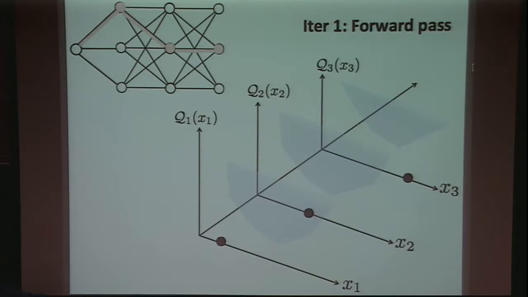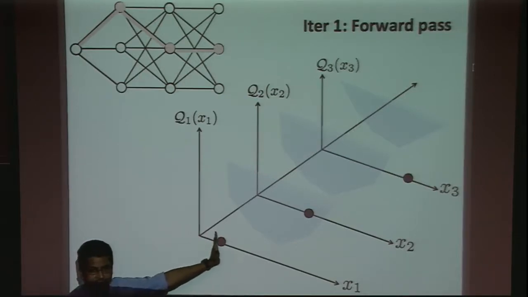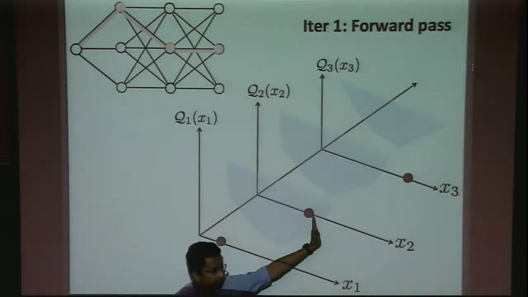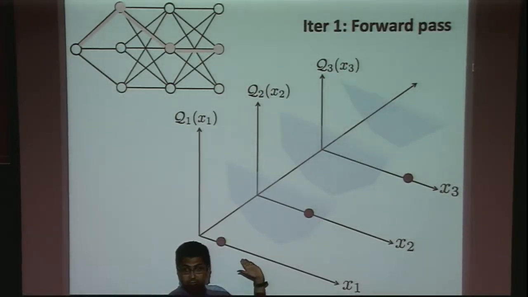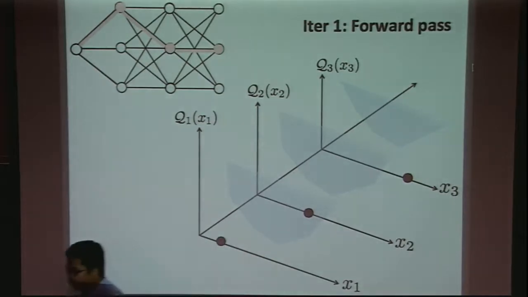Another thing I should mention is how I compute this. I solve for x1 and get x1, and then when I solve for x2, I need x1. This problem depends on x1, so you have to go forward. This is called a forward pass.